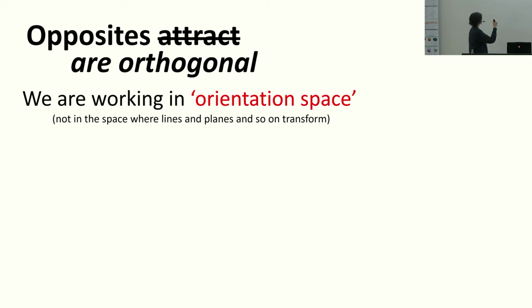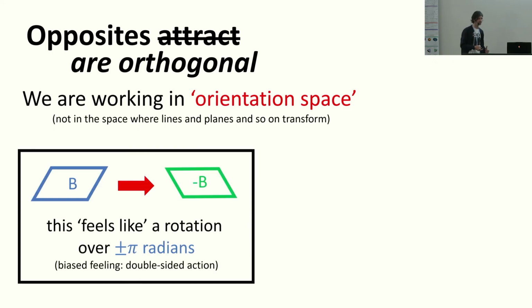This, to me, is a very important principle in mathematics, and I only thought about this during the preparation of the talk. The saying opposites attract is wrong. It should be opposites are orthogonal. That is what a mathematician does. Opposites are orthogonal in some space. Now we are working in orientation space, aka spinor space. We are keeping track of orientations. And so if you go from the blue orientation to the green one, that reflection feels like a rotation over pi, plus or minus pi.